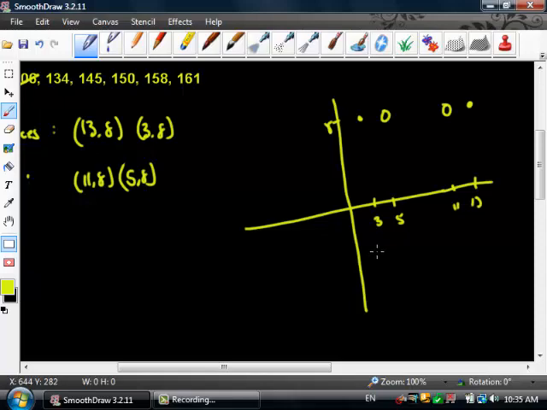Anyone know what type of ellipse this is going to be? Is it going to be vertical or horizontal? Sean, what do you think? Horizontal, because the foci are always on the major axis. Good. So it'll look something like that.